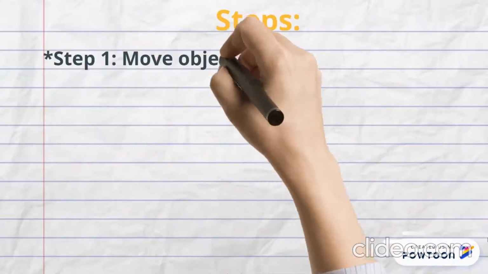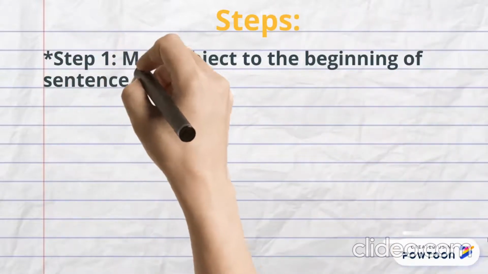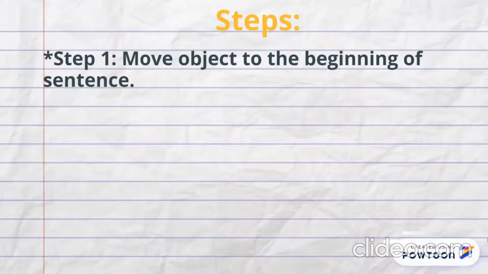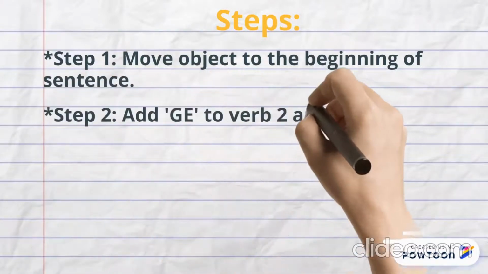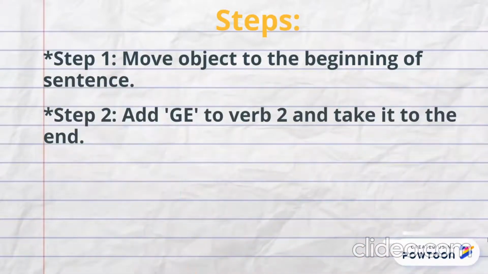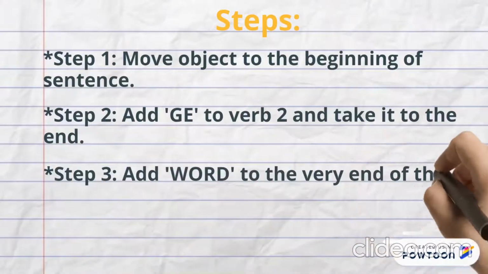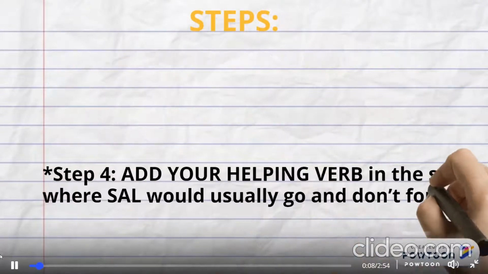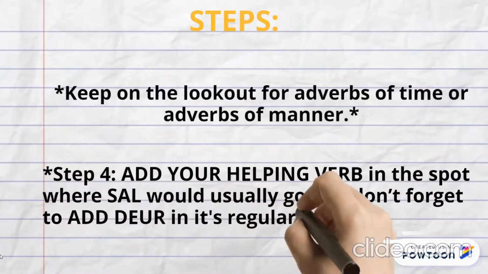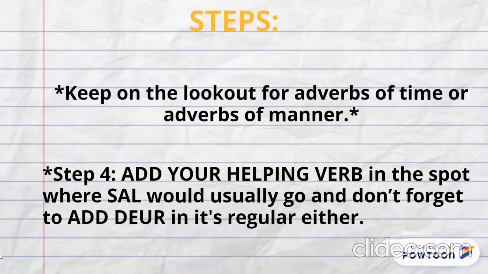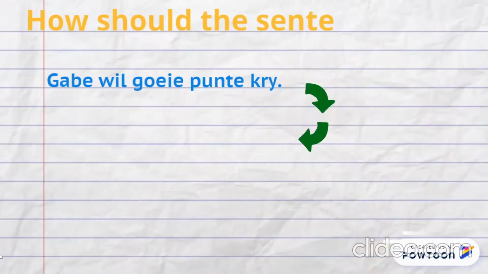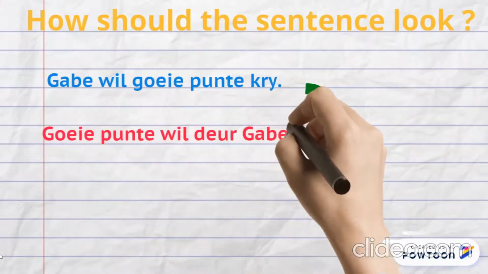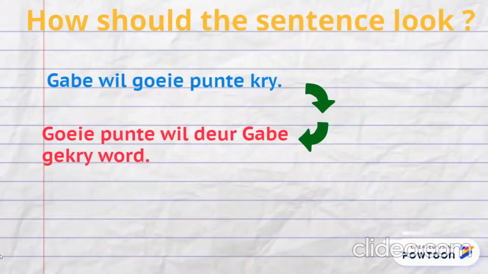Step 1 is to, just like you would with any other Lydende sentence, identify the object and move it to the beginning of the sentence. Step 2, you can then take your verb, make sure there's a ge attached to the beginning of it, and move it to the end of your sentence. Step 3, make sure you have your vort at the end of your sentence behind your verb. Step 4, add your helping verb, which in this case is wil, in the spot where sal would usually go. And don't forget to add deur in its regular position. After these steps, Gabe wil goeie punte kry.